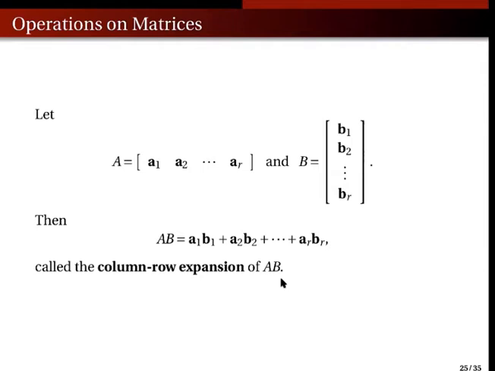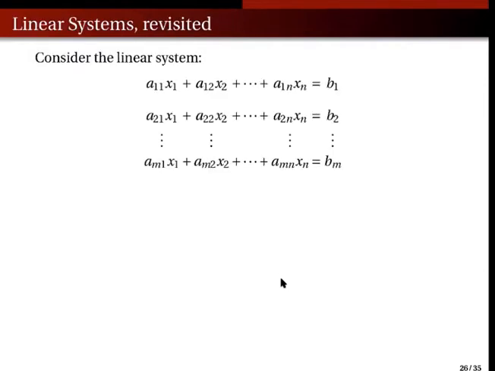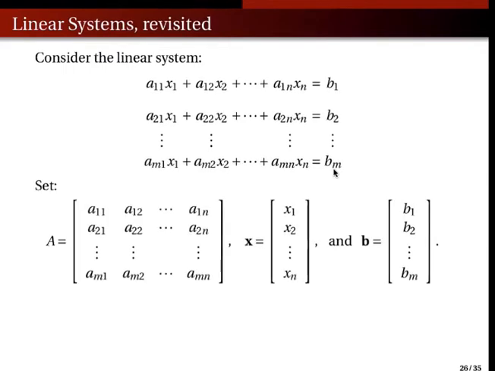Now, let us go back to linear systems. Okay? So let us consider the linear system A11x1 plus A12x2 until A1n xn equals B1. That's your first equation. Here you have A21 x1 plus A22 x2 until A2n xn equals B2, second equation, until you have this last equation. So what we're going to do is to convert this to the following.